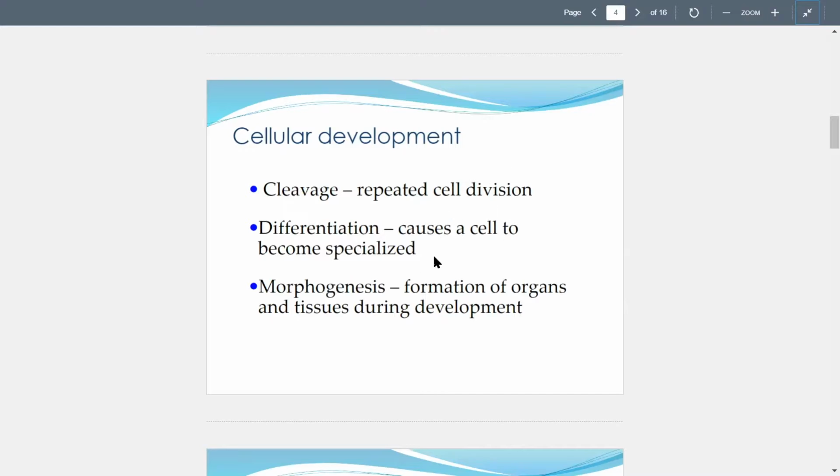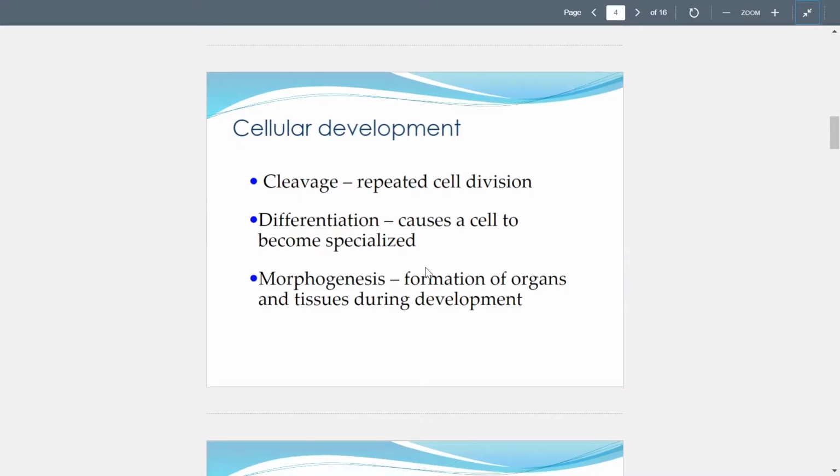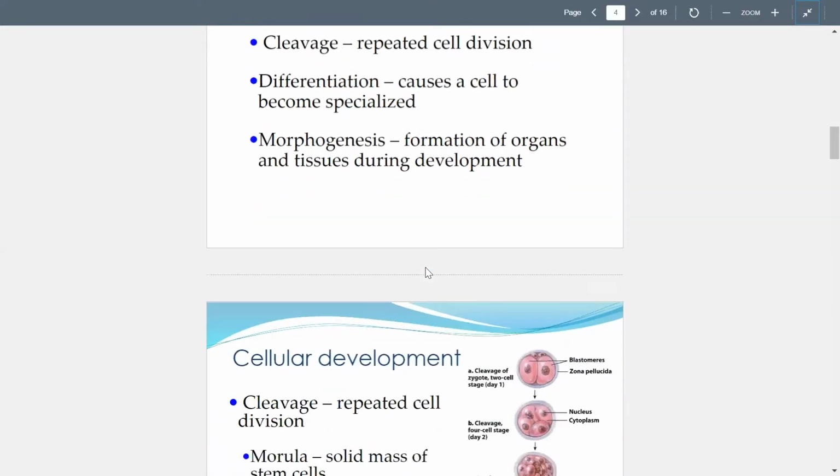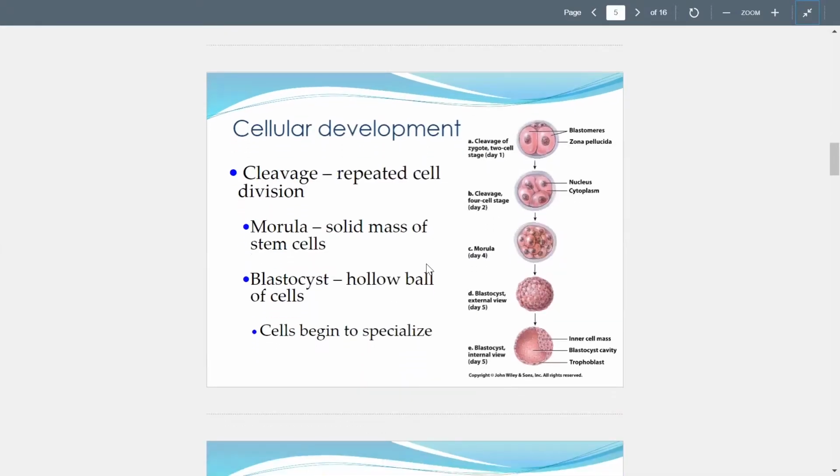So differentiation causes a cell to become specialized. It's just another word for the cells doing different things basically. As they mature, they find different purposes, if that makes sense.